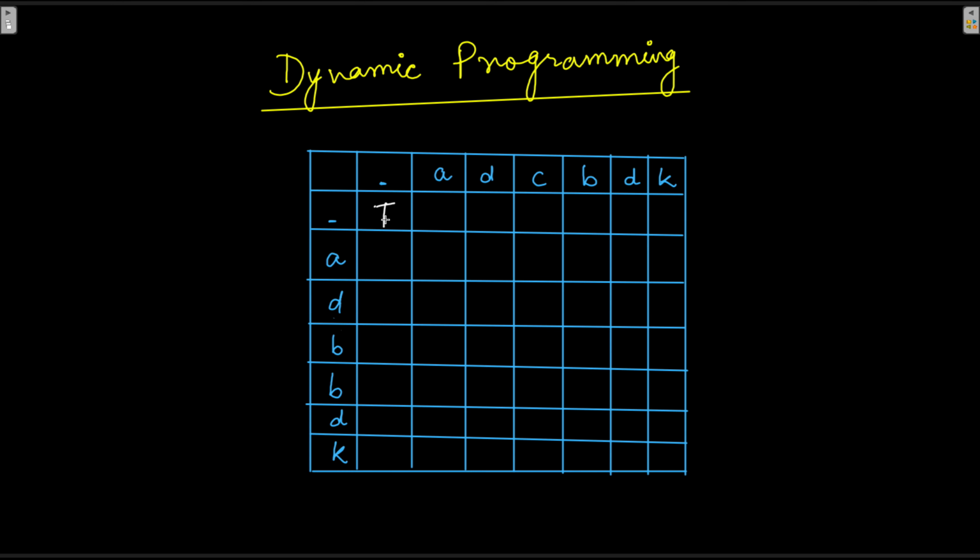T for true. What about A? Is A a match for empty string? I don't think so. So we are going to write F. And similarly, for all the places, it is going to be an F only. False.